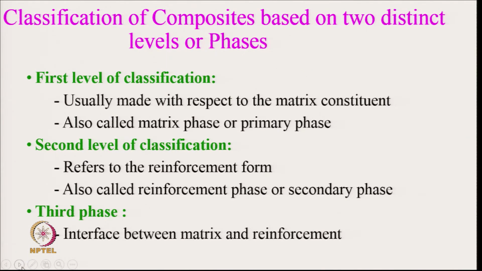We can classify the composites based on distinct levels, or what we call phases of composite. The first level of classification is usually made with respect to the matrix constituent, also called matrix phase, or otherwise called the primary phase. The second phase is the reinforcement phase. It is also called the secondary phase. And the third phase is the interface between matrix and reinforcement.